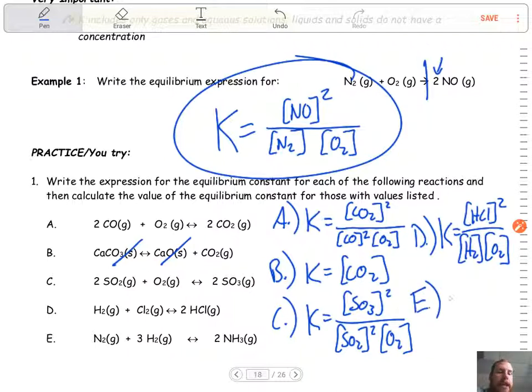And lastly, E, K equals my product, which is NH3, and it's squared. And then I've got N2 on the bottom, and I've got H2, and H2 is going to be cubed.